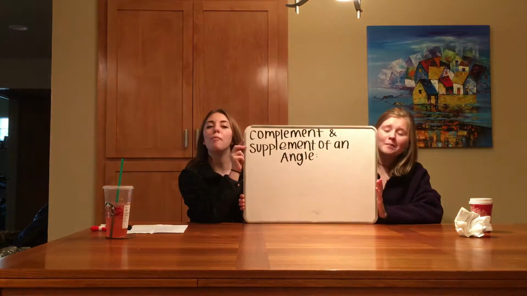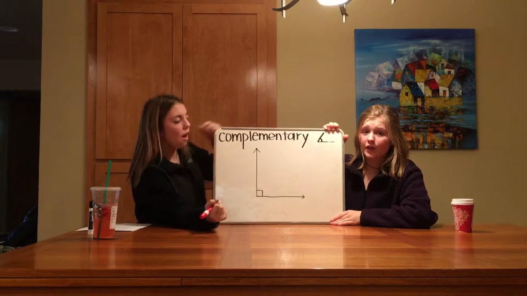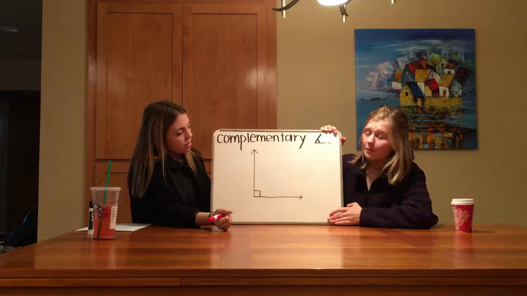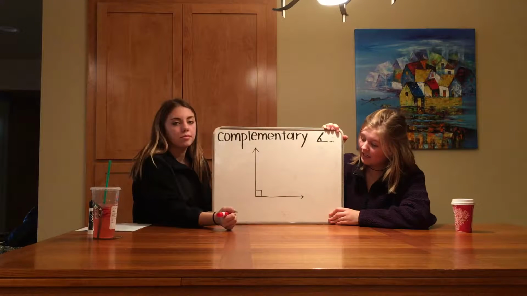Tonight's first topic, complements and supplements of an angle. So we're going to start with complementary angles. Complementary angles are two angles whose sum equals 90 degrees.